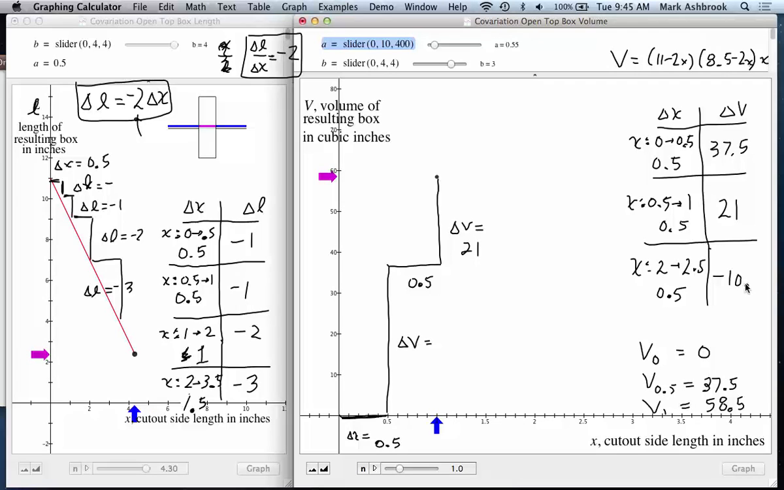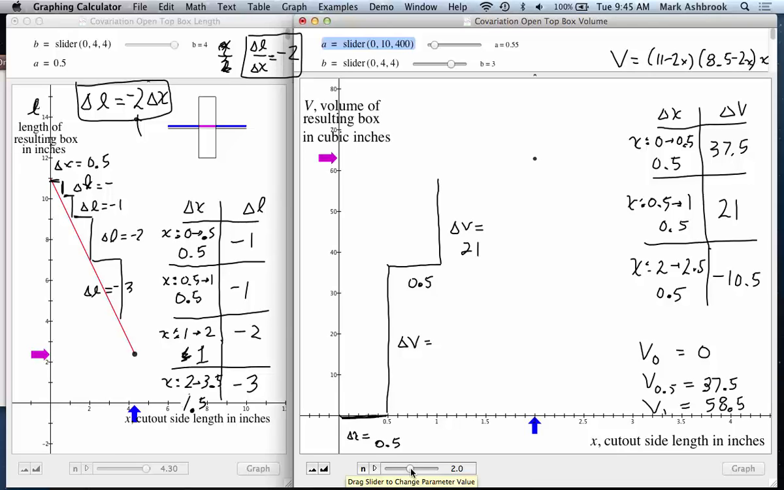Oh, this is getting really bad now, right? Now it's going down. Before, at least they both went up, by different amounts. Now the volume is going down. When you had a cutout length of 2 and you increase it to a cutout length of 2.5, the volume decreases. Because the box is rectangular.